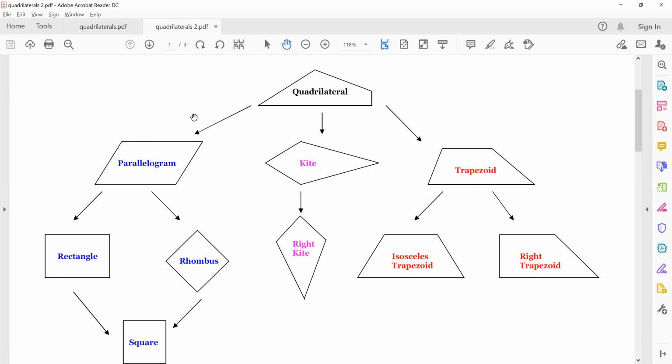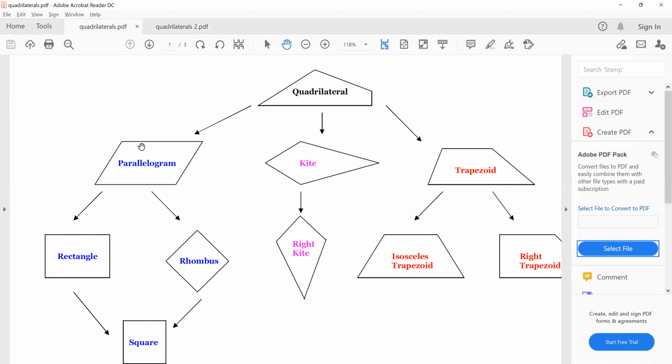All right. And a rectangle, for example, has 90 degrees, but the sides are not all the same. Rhombus, all the sides are the same, but the angle isn't 90 degrees. A square has all sides the same and 90 degrees.